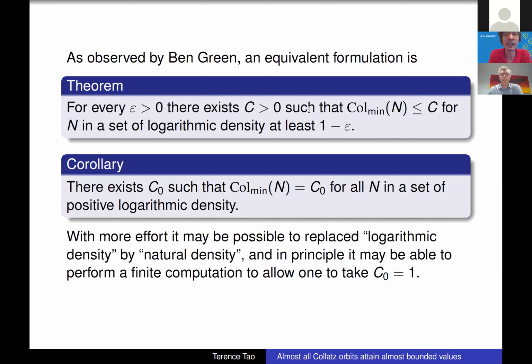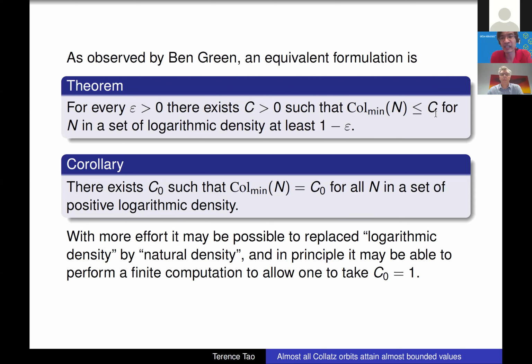So for example, if you are only interested in what happens to 99% of numbers, let epsilon be 0.01. The Collatz orbits of 99% of all natural numbers will end up bounded by some big constant depending on this epsilon. If you want 99.99% of numbers, you need a bigger constant and so forth. Okay, so this is another version of the theorem, and then there's a corollary.